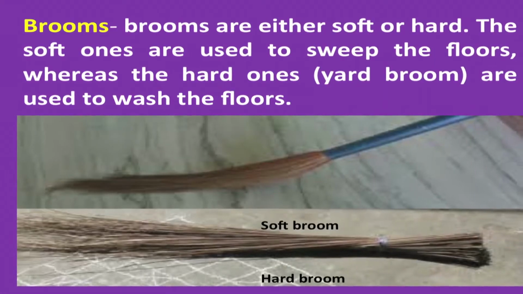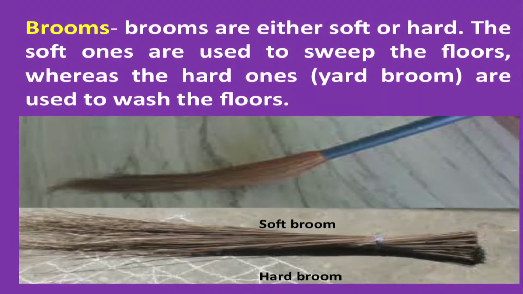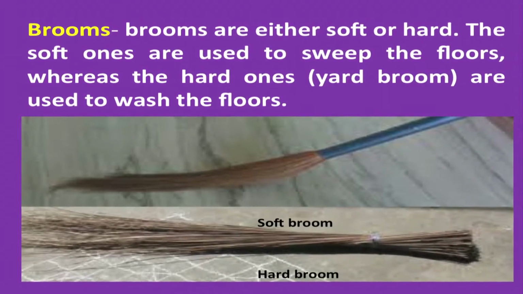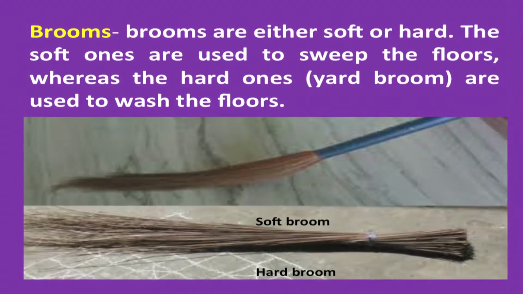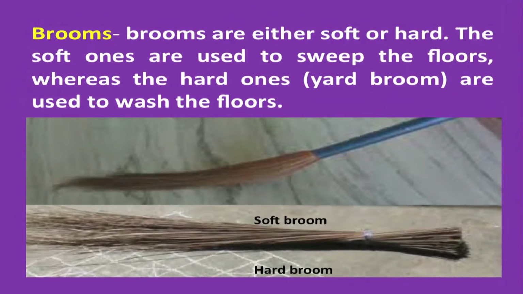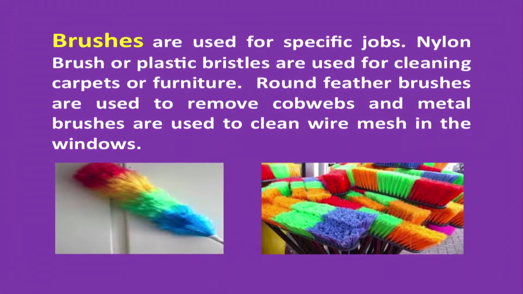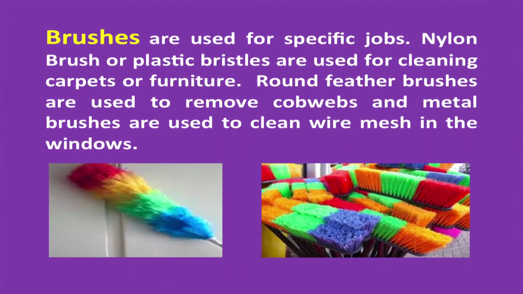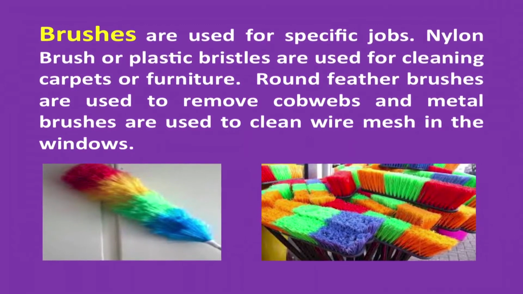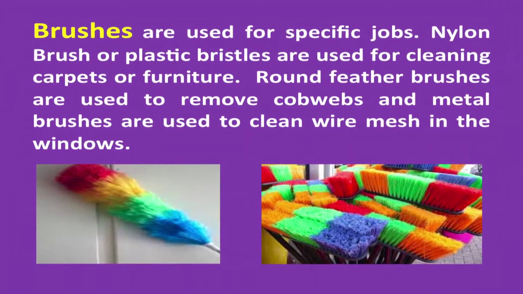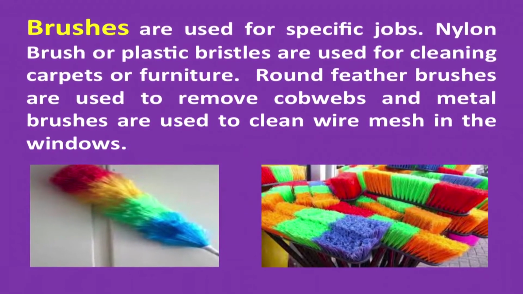Brooms are either soft or hard. The soft ones are used to sweep the floors, whereas the hard ones, yard broom, are used to wash the floors. Brushes are used for specific jobs. Brushes with nylon or plastic bristles are used for cleaning carpets or furniture. Round feather brushes are used to remove cobwebs. Metal brushes are used to clean wire mesh in the windows.